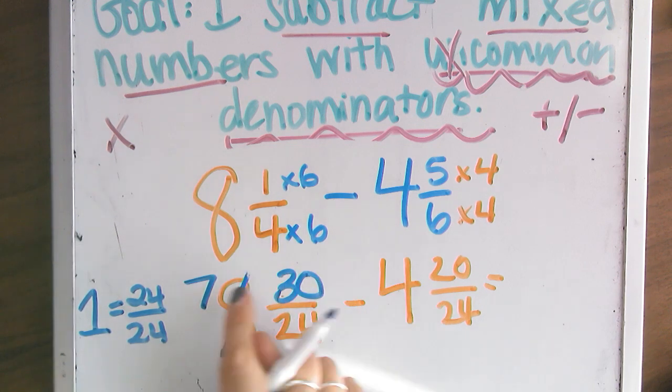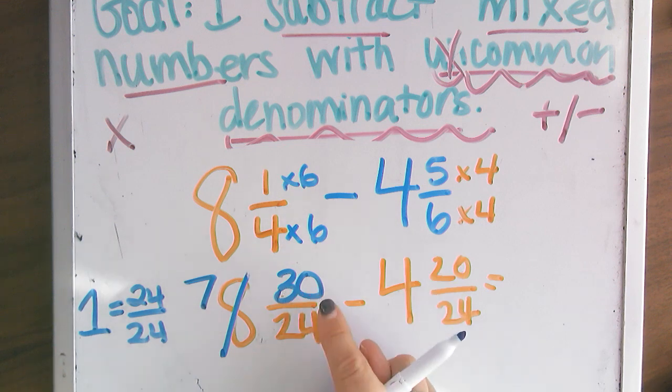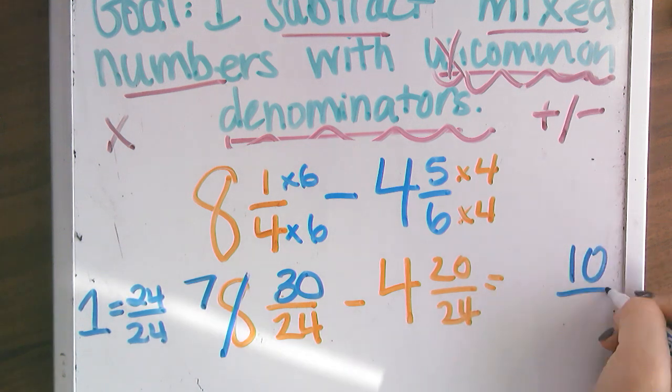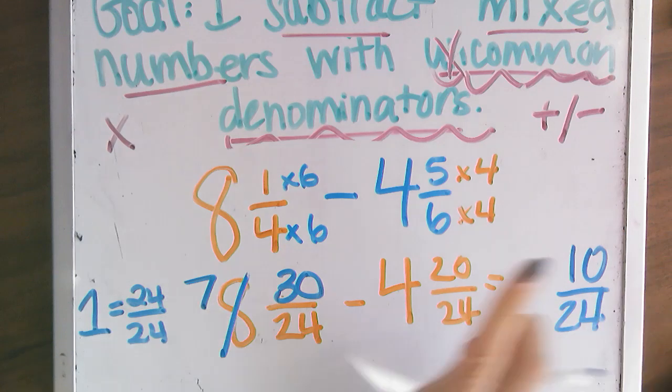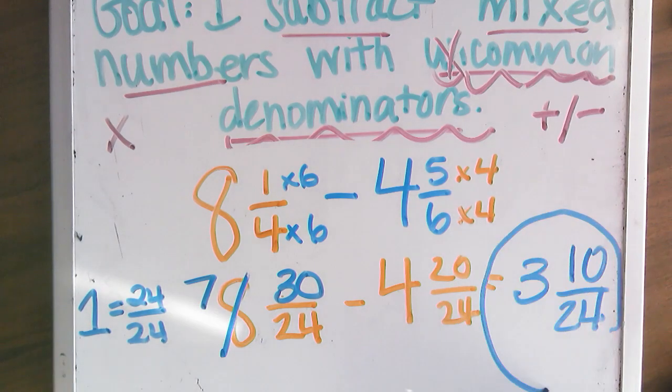So now I have 7 30/24 minus 4 20/24. So I can start with 30/24 minus 20/24. That's going to be 10/24. Then we have 7 minus 4, and that's going to be 3. So you end up with 3 10/24.